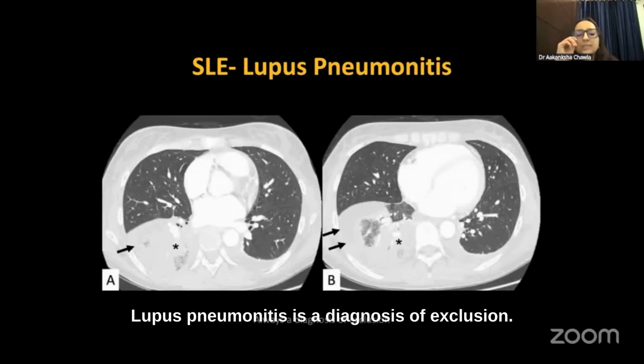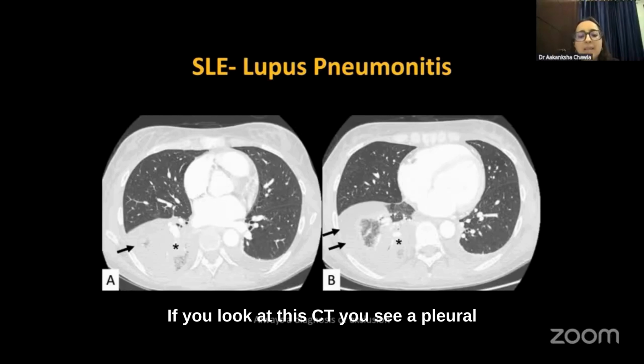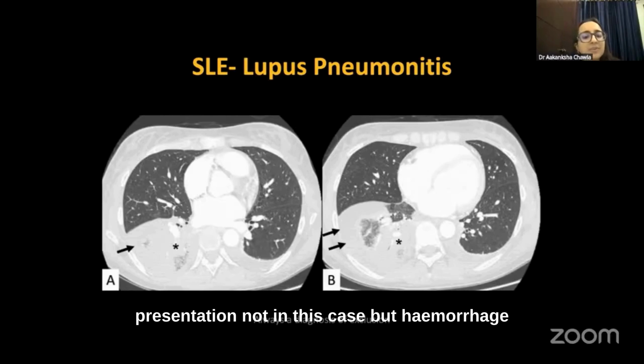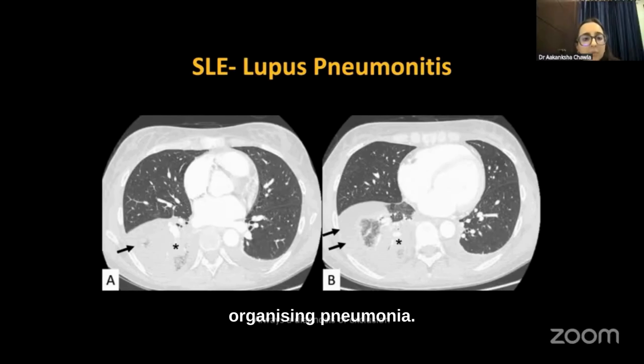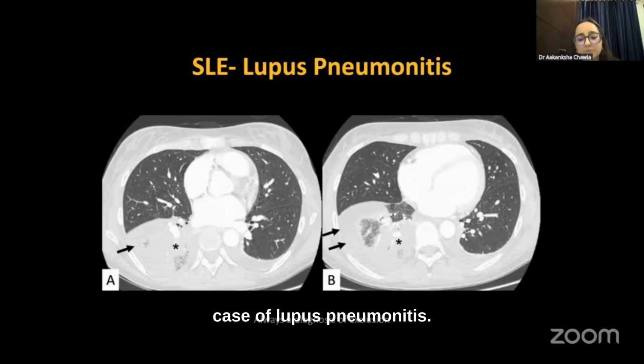Now, lupus pneumonitis is a diagnosis of exclusion. Okay, you will have a patient with fever, dyspnea, pleuritic chest pain. If you look at this CT, you see a pleural effusion and consolidation. So you must rule out infection if there's a specific presentation. Not in this case, but hemorrhage, maybe pulmonary edema, organizing pneumonia. You need to rule out these conditions, and then you conclude that this is a case of lupus pneumonitis.